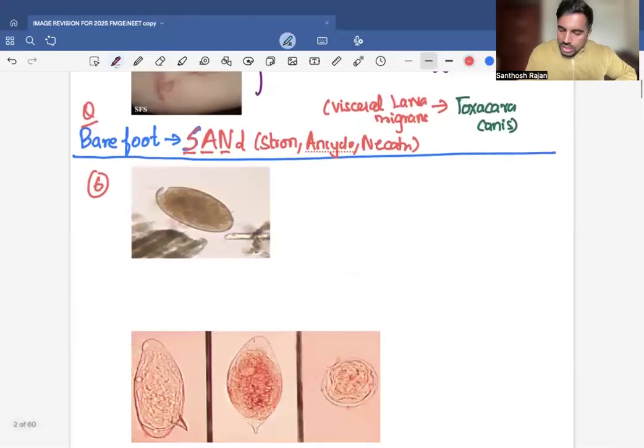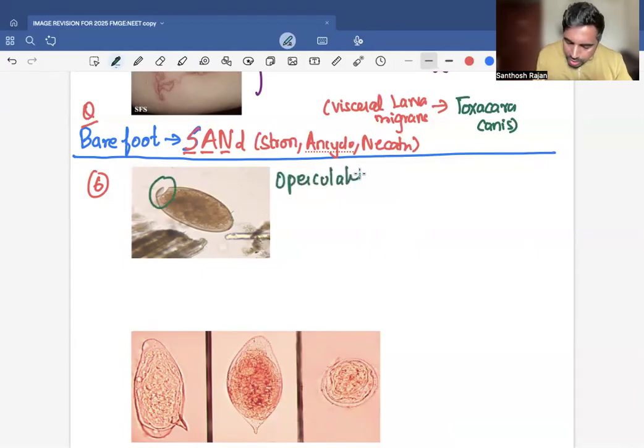Now you can see this egg. This could be a question, like eggs usually operculated or non-operculated. See, this is an operculated egg. You can see the lid is open here, right? The lid is open, so we call it an operculated egg. Operculated egg means there is a lid on the egg and it's open. That's called an operculated egg.